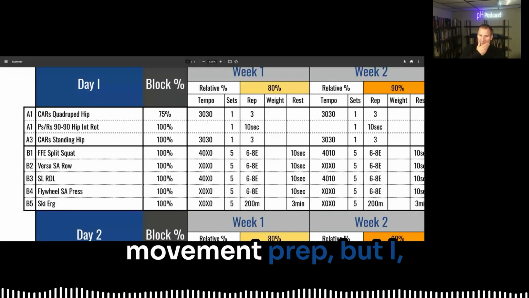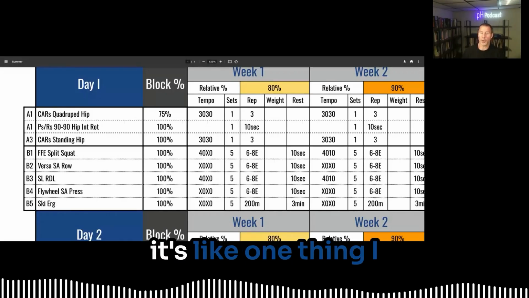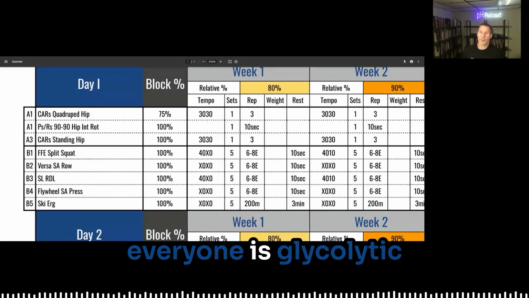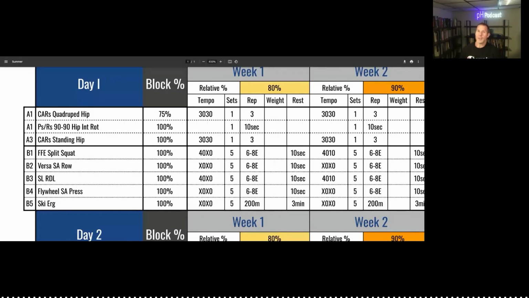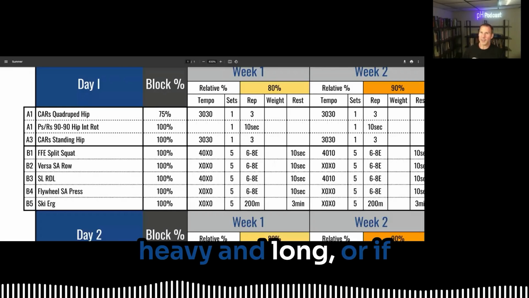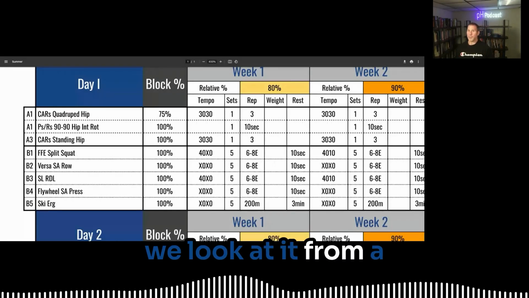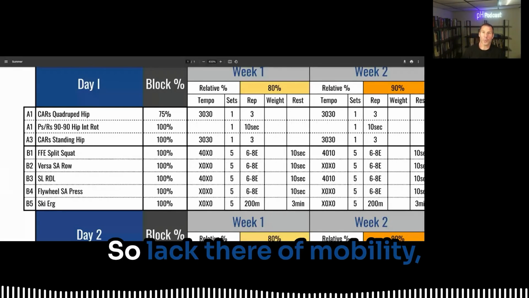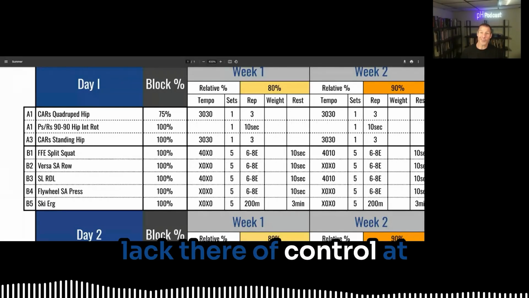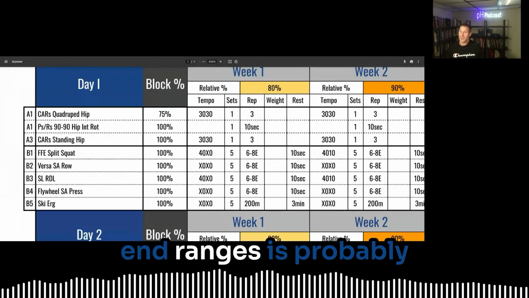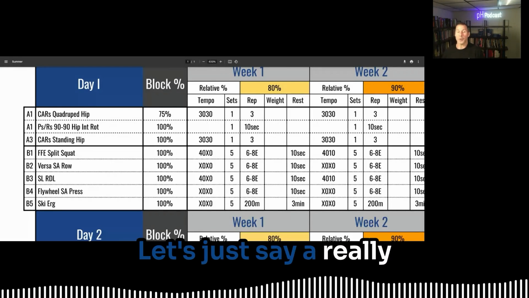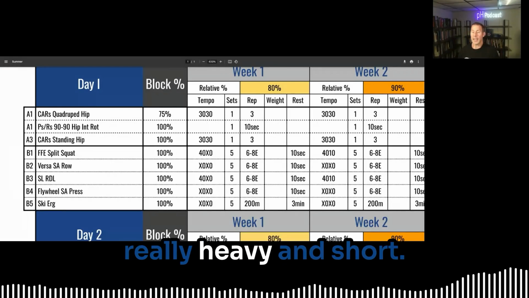So we'll go past the movement prep, but one note, one thing I think would be very interesting to look at for everyone is that glycolytic is this intersection of heavy and long, if we look at it from a lactic energy system zone, and things get exposed quicker. So lack of mobility, lack of control at end ranges is probably going to be more exposed here than it would be in, let's say, a really light and long or really heavy and short effort.